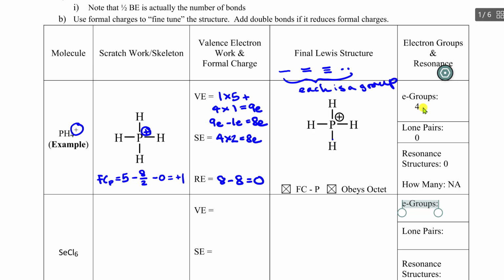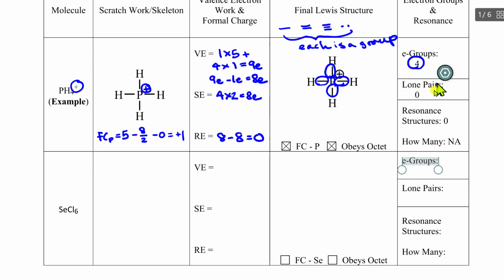So a triple bond doesn't count as 3 groups because the triple bond is all on one side of an atom. So when we say electron groups, it's really the number of groupings of electrons that we find around the atom. So in this case, we could count this, right? That's 1, 2, 3, 4. So we have 4 groups. We have no lone pairs, and this really refers to lone pairs on the central atom.